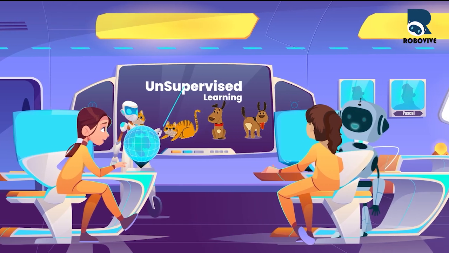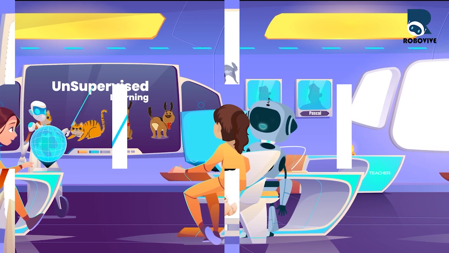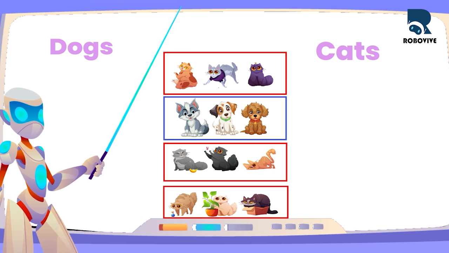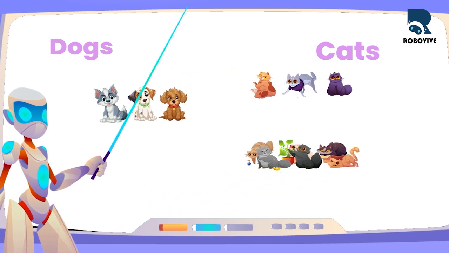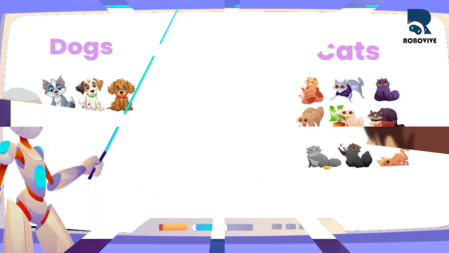Today, we're now exploring unsupervised learning, where the computer groups data that does not contain any labels. In unsupervised learning, computers don't have labeled data. They find patterns in the data and group things together based on their similarity. For example, sorting pictures of dogs and cats based on their features, even without knowing the names.